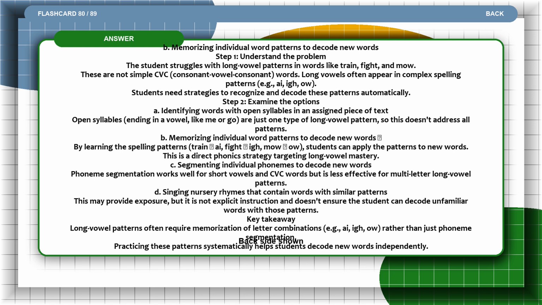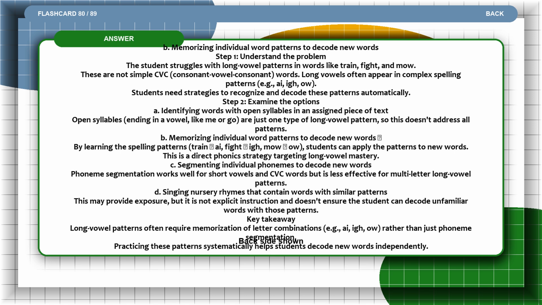By learning the spelling patterns train → AI, fight → ik, mow → o, students can apply the patterns to new words. This is a direct phonics strategy targeting long vowel mastery. C. Segmenting individual phonemes to decode new words.